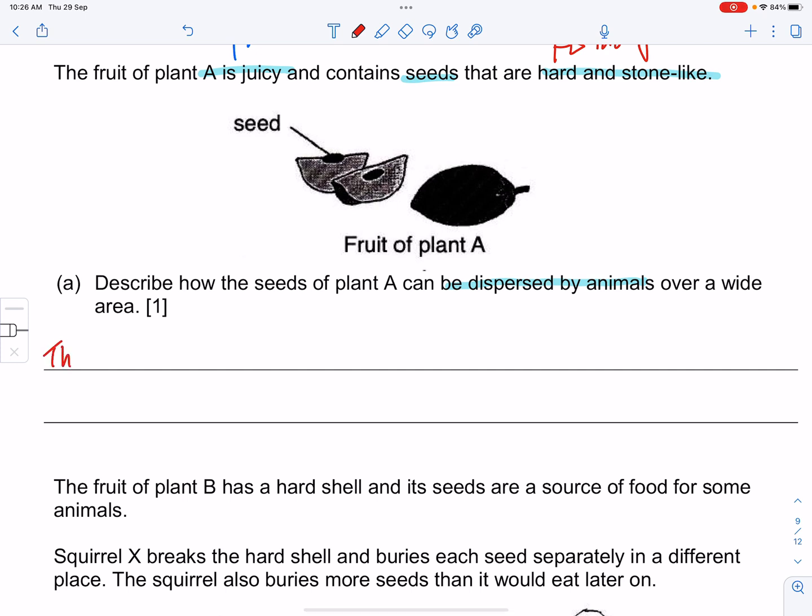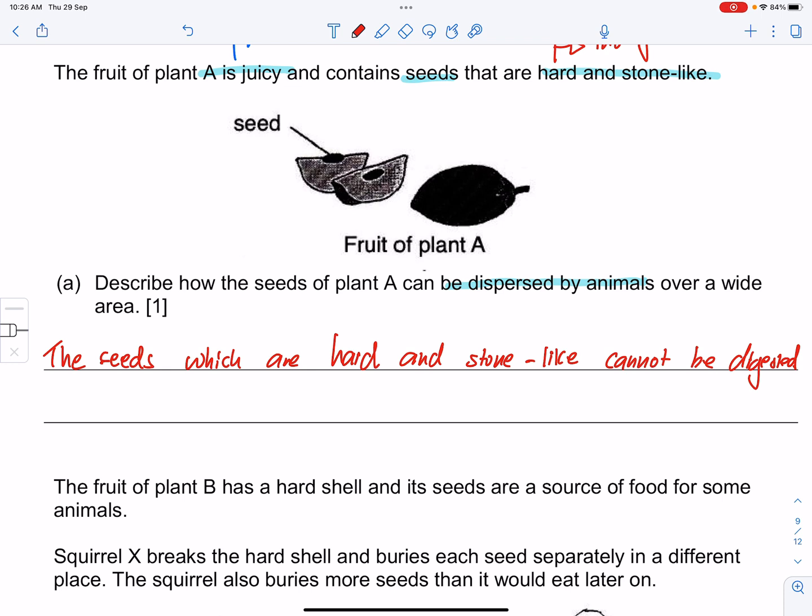Right? The seeds which are hard and stone-like, so you must use back whatever they tell you, cannot be digested. So they will be discarded or thrown away after the juicy flesh is eaten.